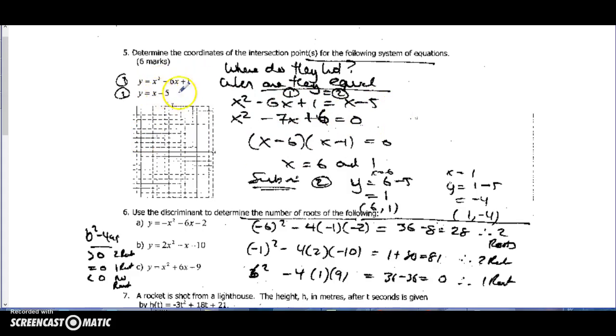So set these equal to each other. They intersect when they're equal. When do they hit? When they're equal, set them equal to each other. Bring that 5, I have minus 6x, and then I have an x here. Bring that over. I'm at minus 7x. I have plus 1. I bring that -5 over. I end up with plus 6.